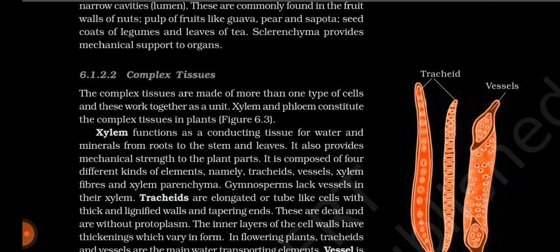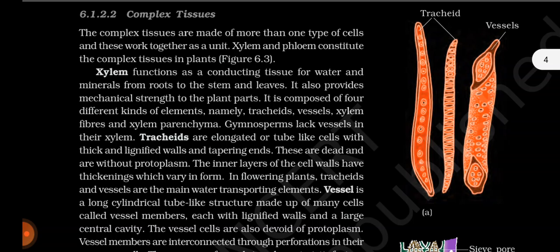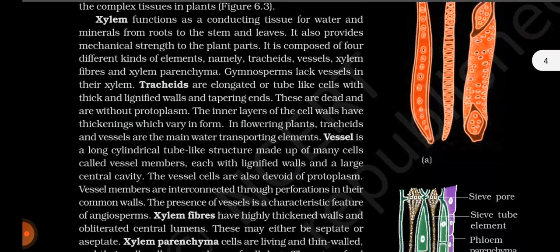Complex tissue. Complex tissues are made up of more than one type of cells and these work together as a unit. Xylem and phloem constitute the complex tissues in plants. Xylem functions as conducting tissue for water and minerals from roots to stems and leaves. It also provides mechanical strength to plant parts. It is composed of four different kinds of elements, namely tracheids, vessels, xylem fibers and xylem parenchyma. Gymnosperms lack vessels in their xylem.